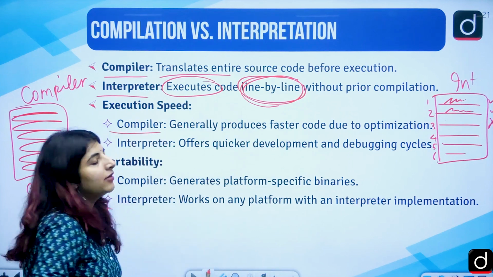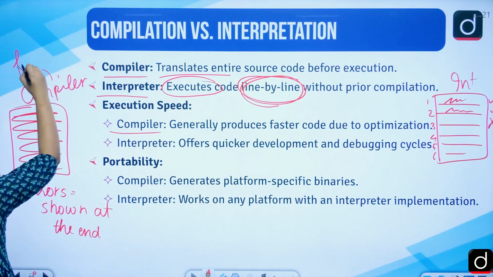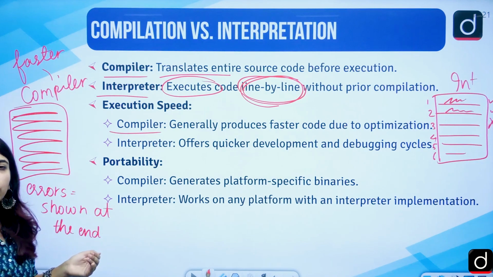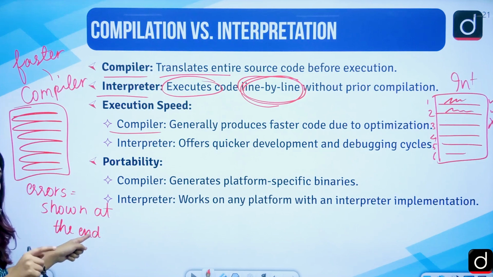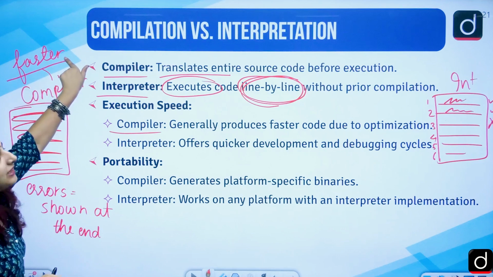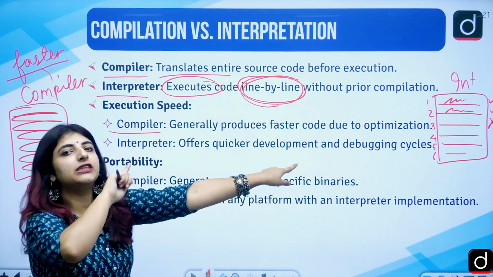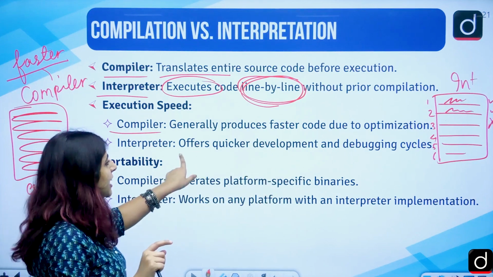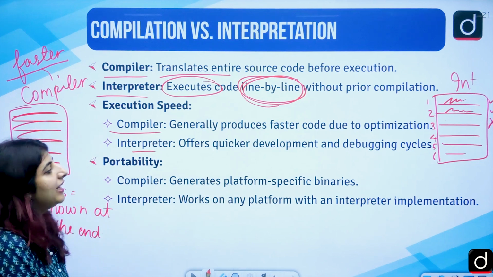Now compiler generally produces faster results. So this one is faster because it reads the entire code in one go and then will let you know that an error is there in this very particular line. So you'll just go to that very line and then correct it. Correct? So hence it is faster because the entire code is translated in one go. Interpreter, because it is reading line by line by line, hence it is slower. Correct? Interpreter offers quicker development and debugging cycles.